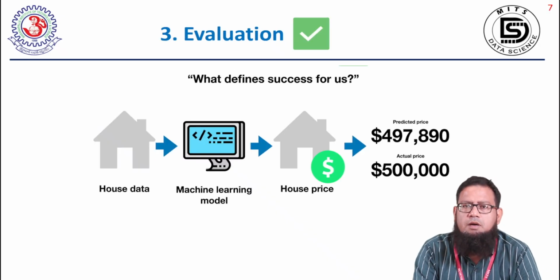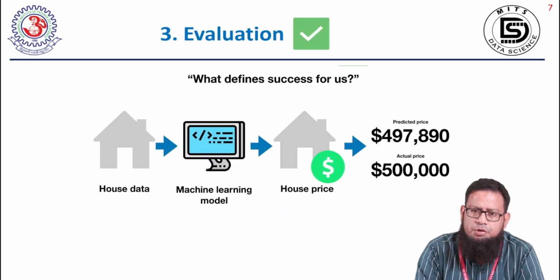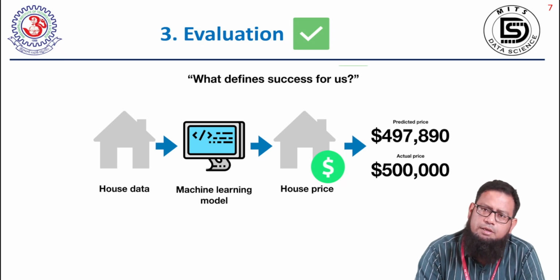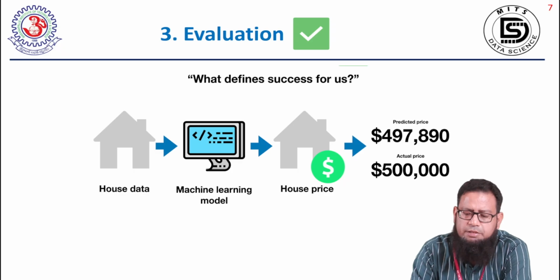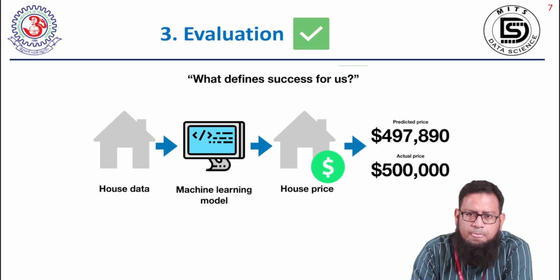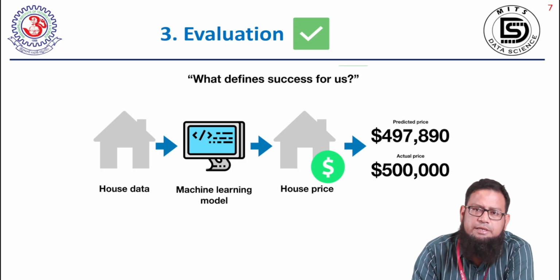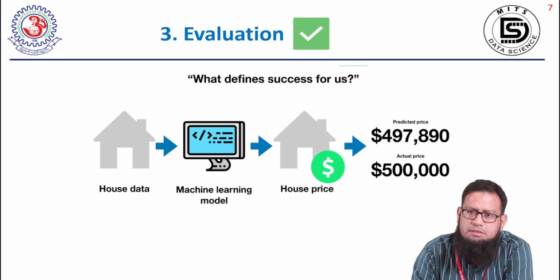Next, we come to evaluation. Now, how can you say that, okay, I made a model, I have a data set, I have a problem statement, whether I'm successful or not? So, there's one example here. If you see the diagram, there is house data which has the house price, one being the actual price of the house, and one price the model is predicting.